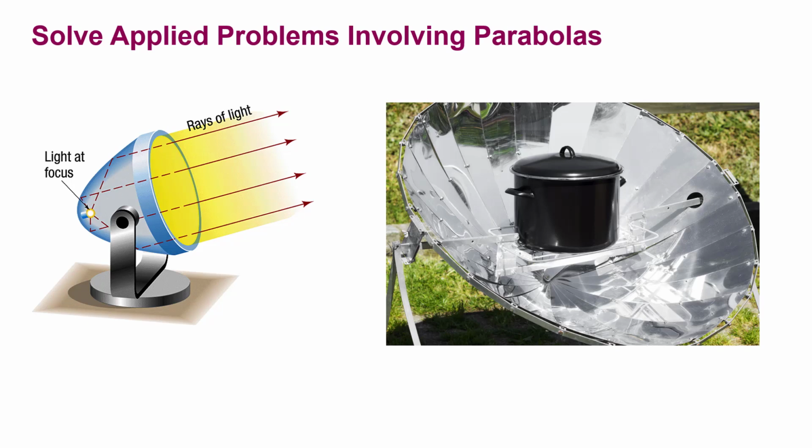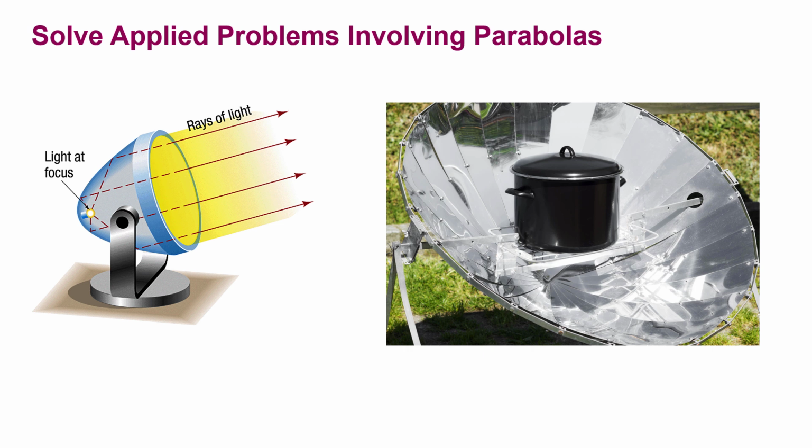In this video, we're going to solve applied problems involving parabolas. Parabolas have a very interesting reflective property that we will use in some applications. A parabola that is rotated about its axis of symmetry generates a three-dimensional surface called a paraboloid of revolution. Any ray of light or sound traveling parallel to the axis of symmetry will reflect off the surface of the parabola and pass through the focus.